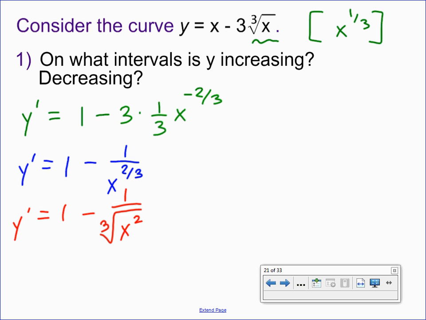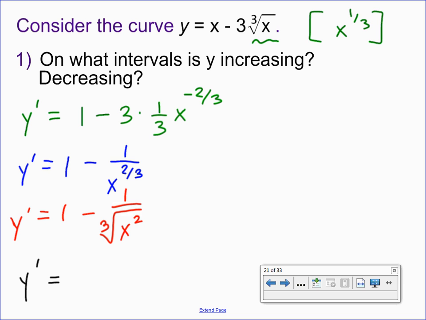So I'm going to rewrite this as a single fraction. Yes, another rewrite. What do we want to do when we combine the sum or difference into a single fraction? Well, we need a common denominator. So that first term 1, I'm going to multiply top and bottom by cube root of x squared, right? So cube root of x squared over cube root of x squared minus 1 over cube root of x squared gives me my final expression for y prime.